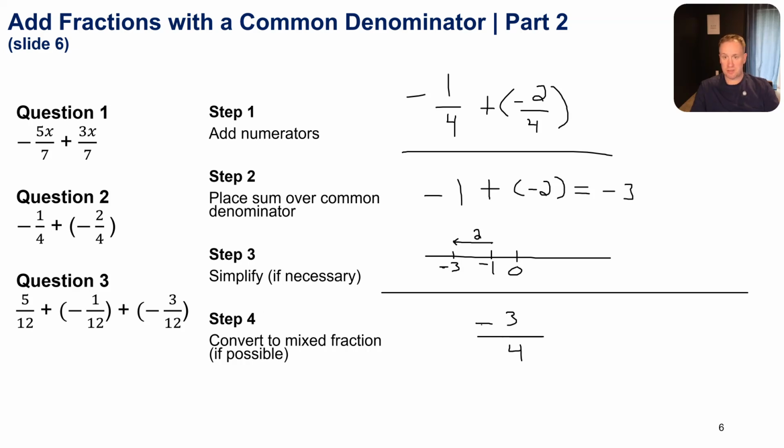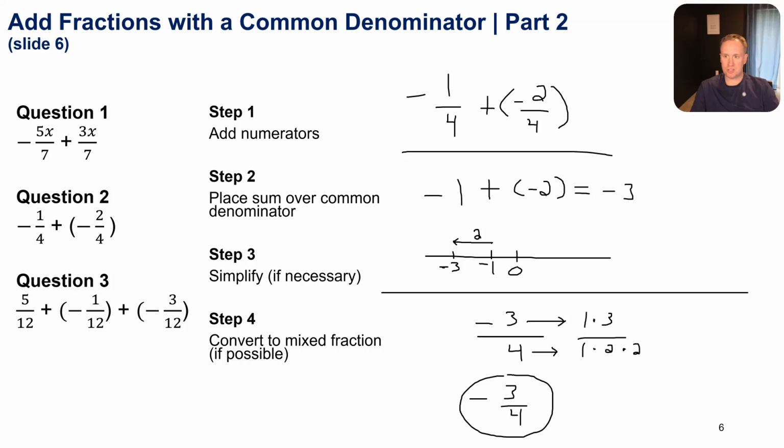Now, I ask myself, can I simplify? Well, 3 is a prime number, so its factors are just 1 and 3. And the factors of 4 are 1 times 2 times 2. Again, none of these are common, right? So I can't eliminate any of those. So my final answer is going to be -3/4. I also, just to clarify, can't convert it to a mixed fraction because this is currently a proper fraction, right? Proper fraction, numerator smaller than the denominator.